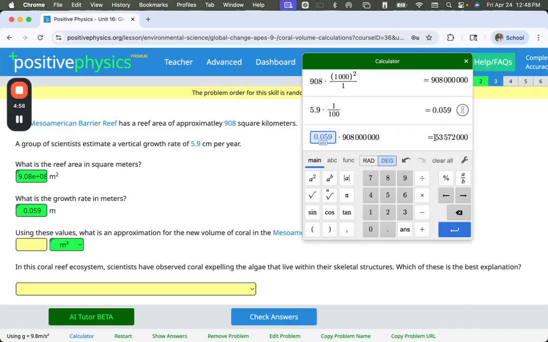And then I have 5.36 times 10 to the 1, 2, 3, 4, 5, 6, 7. E7 when I put it in engineering notation.